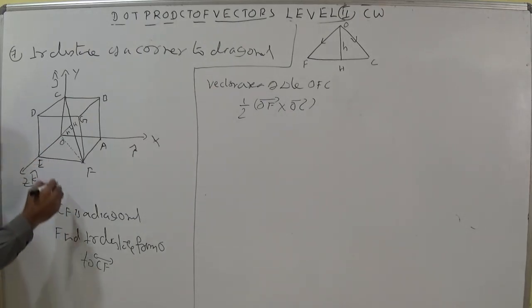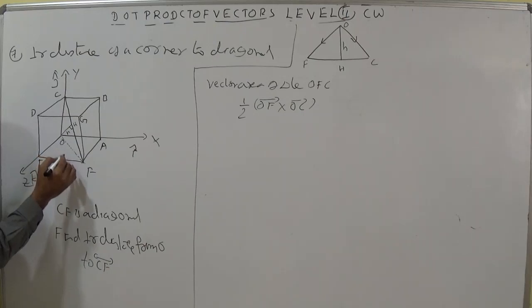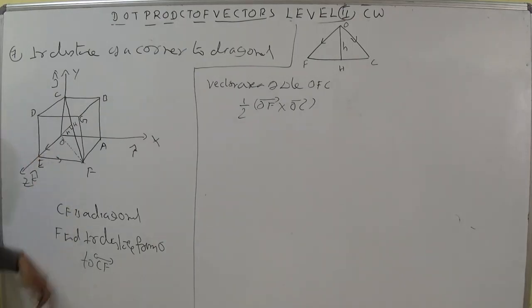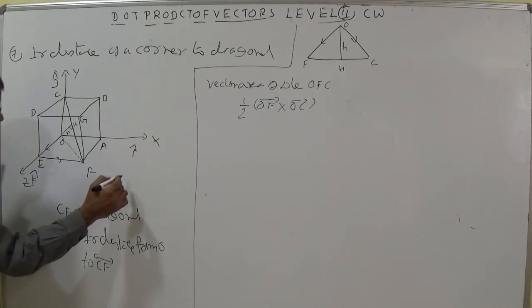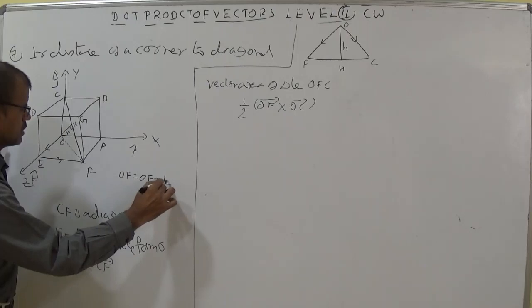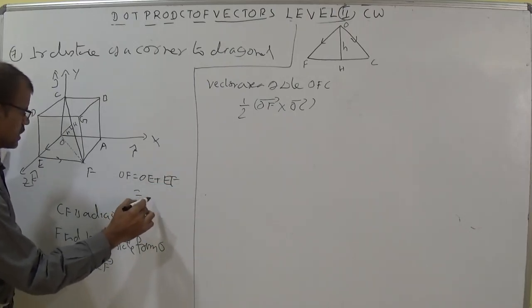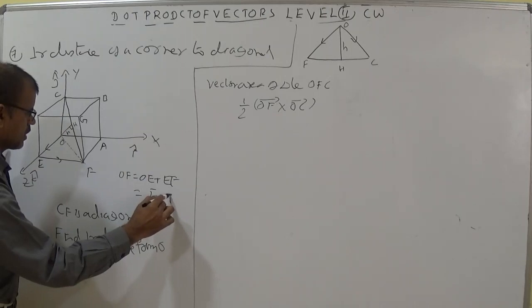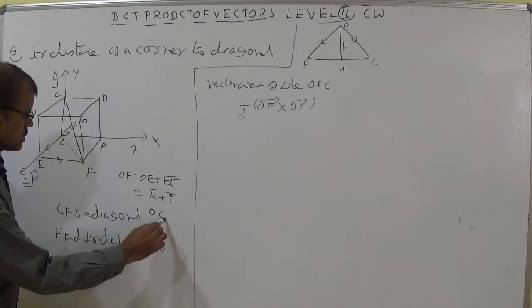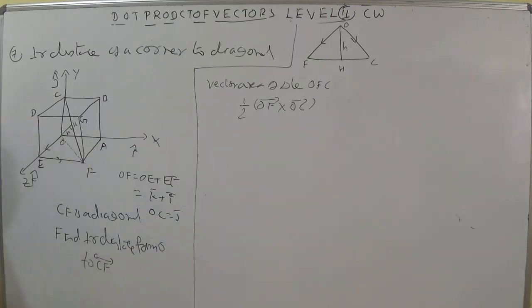OF can be understood as this one. This is K, this is I. This is the direction of I. So OF can be written using the triangle property OE plus EF. OF is equal to OE plus EF. So OF you can understand as K plus I. Next OC. OC is in the direction of J bar. So simply it is J bar. OC is equal to J bar. O means 0, 0, 0.